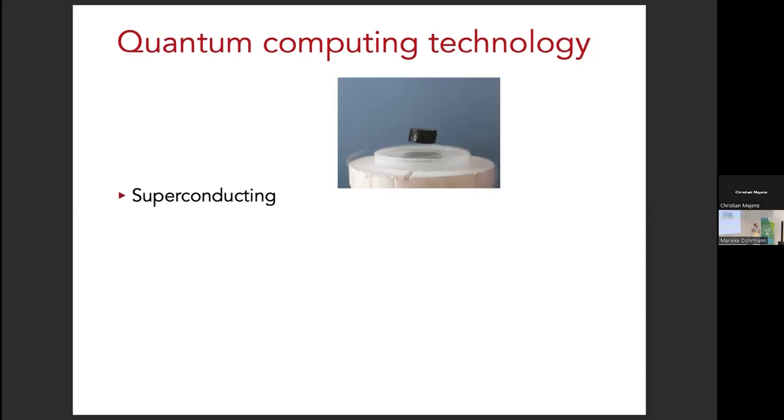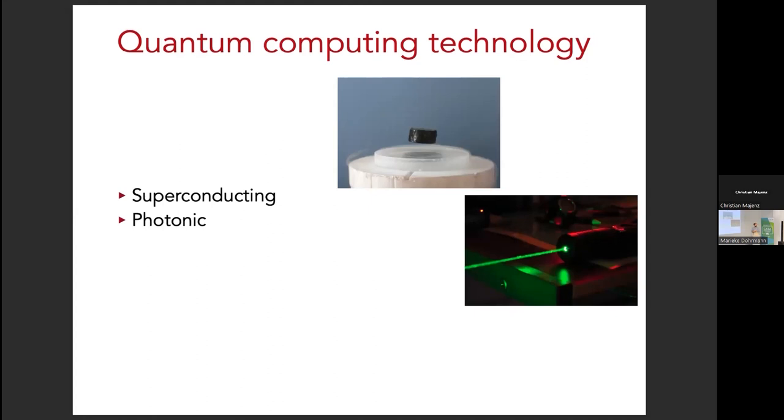Another proposal is to use photons. So of course, light is somehow fundamentally quantum because it's massless. We cannot make it classical in a meaningful sense. So that's a natural proposal to use that and optical elements for quantum computation.